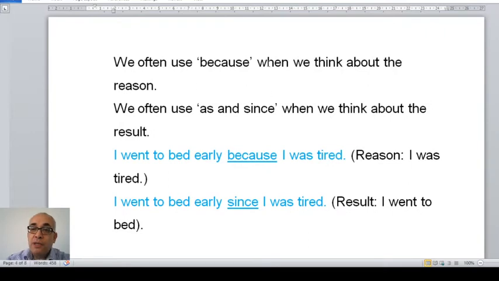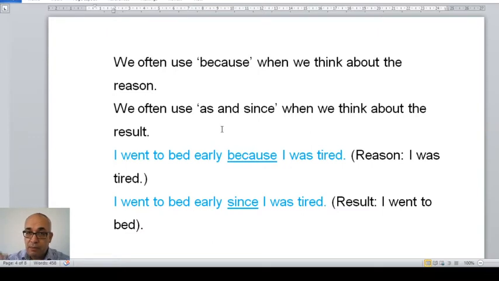We often use because when we think about the reason. We often use as and since when we think about the result. So if I say, I went to bed early because I was tired, here in this sentence I am thinking about the reason. I went to bed early since I was tired, in this sentence I'm thinking about the result.